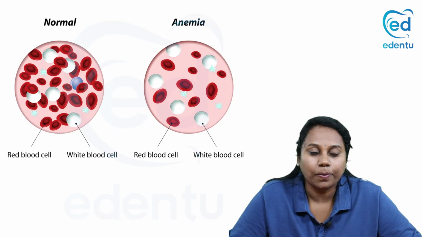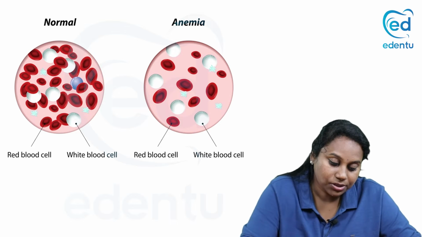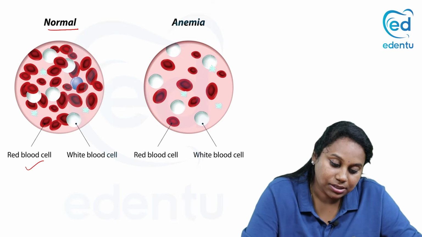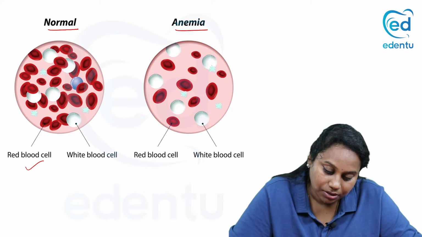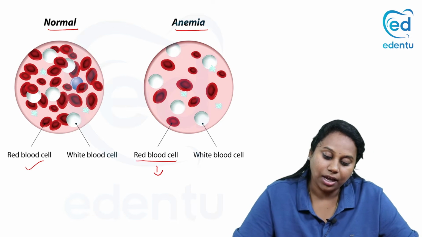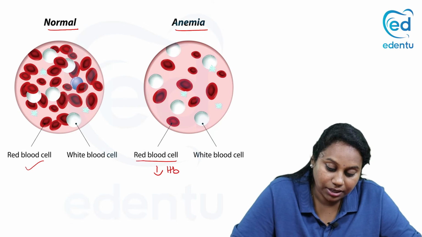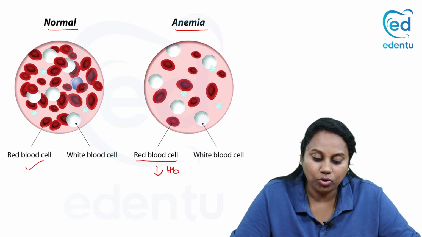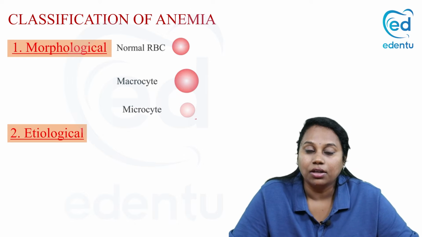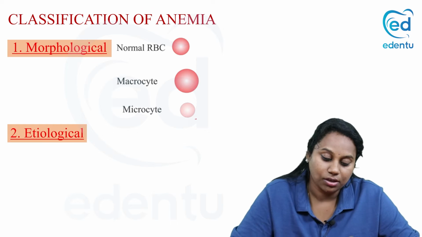Next, let's move on to anemia. Defect in RBC production is called anemia. So this is a normal cell. Look at the number of RBCs. This is anemia where the RBC count has decreased. So anemia can be defined as a decrease in the number of RBCs or even a decrease in the hemoglobin concentration. Both can result in anemia. How will you classify anemia? Morphological classification is based on the morphology, how it looks.